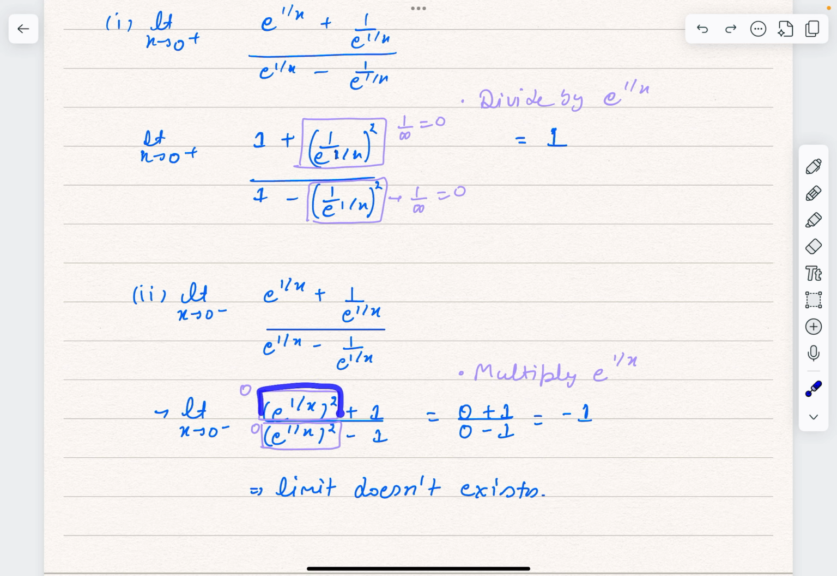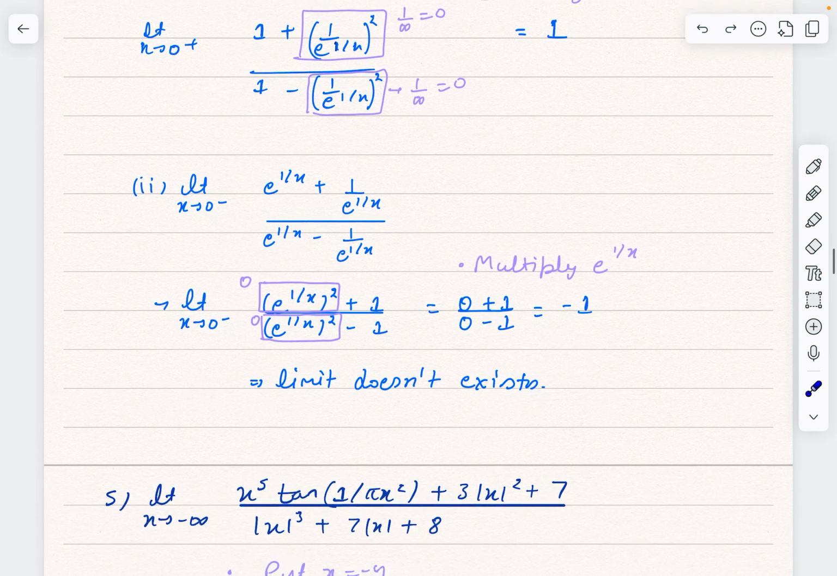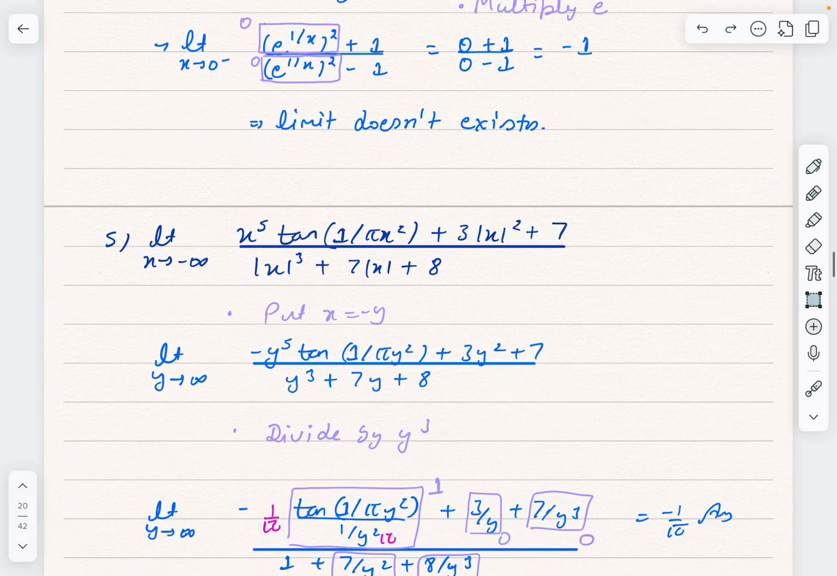You see this thing will be now 0. So 0 plus 1 by 0 minus 1, you get minus 1. You see RHL, right hand limit was 1, left hand limit is minus 1. So we say limit does not exist. I hope this question is clear to all of you guys. Next. Now this next is also a good problem.